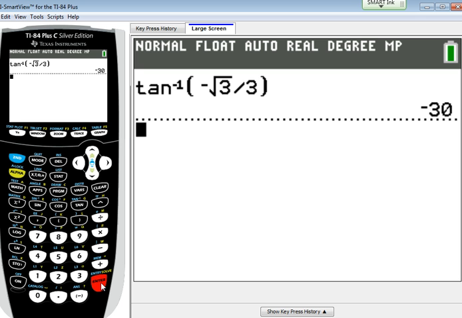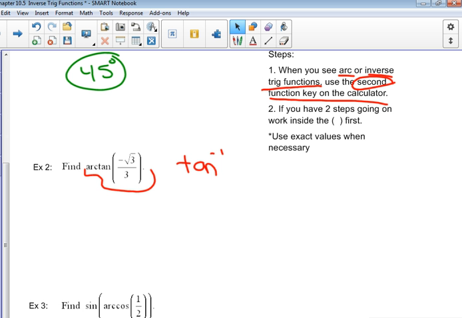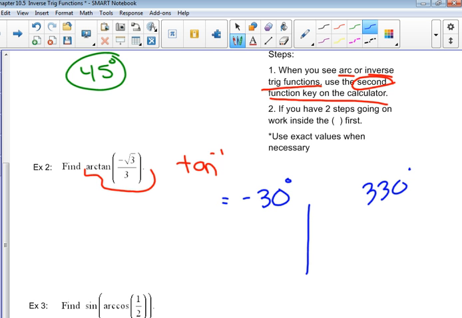Did you guys get negative 30 on this side? Great, that's it. Now let's say if this was multiple choice, these are great multiple choice questions. If they did not give you negative 30, what could they give you instead? 330, good, that'd be the same thing. You guys remember that? Negative 30 would be the same thing as a positive 330. We've been dealing with a lot of equivalence.